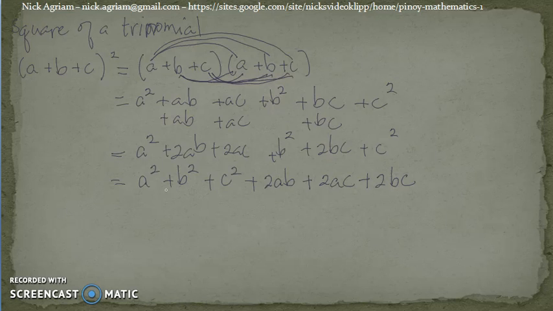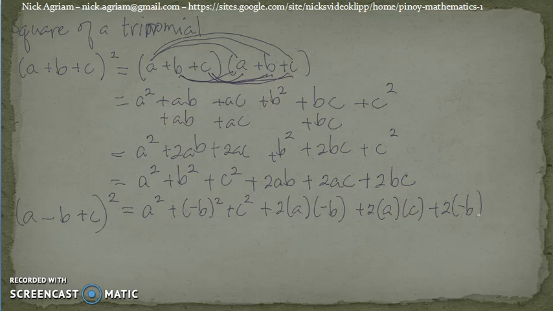It doesn't matter, if you have a minus b plus c squared, just follow this. It is a special product. We have the square of the first term, the square of the second term, and the square of the third term, added by 2 times the first term, a, and the second term, plus 2 times the first term and the third term, plus 2 times the second term and the third term.